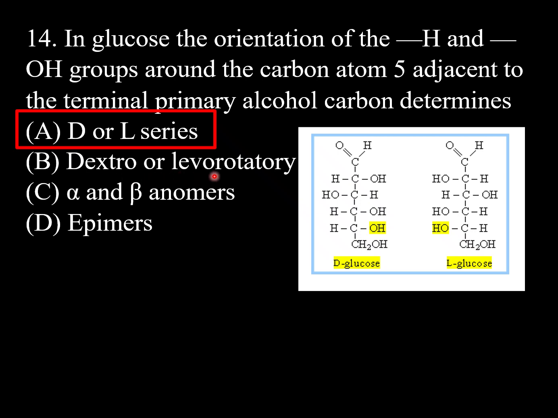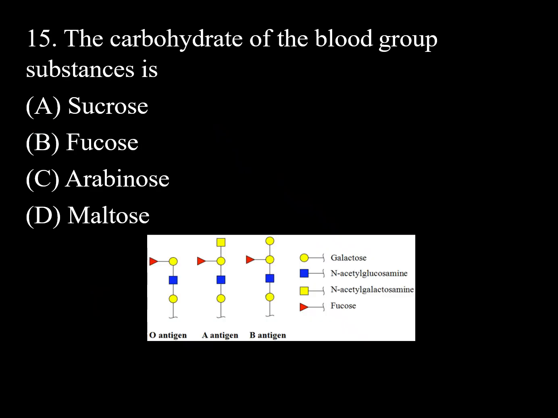The other option is dextrorotatory and levorotatory. Dextro is also represented with a positive sign, plus sign, and levorotatory can be represented with a negative sign.